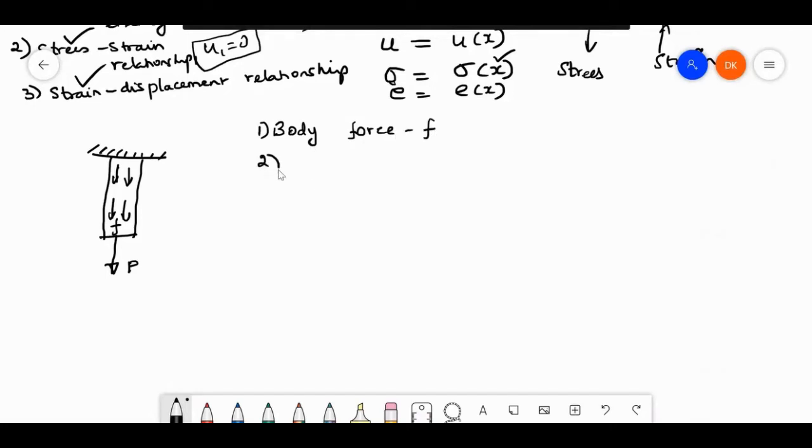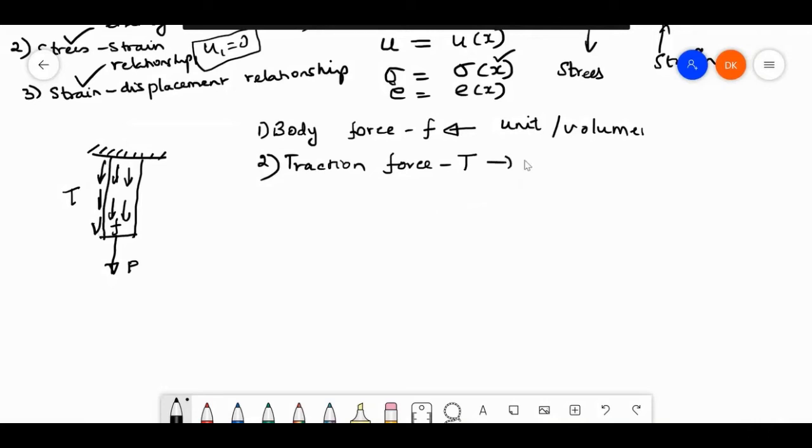The second one is the force I apply on the surfaces. This surface force is nothing but the traction force T. Here the body force is unit per volume, because it is due to the self weight of the solid. This traction force is applied only on the surface, so its unit is per area.